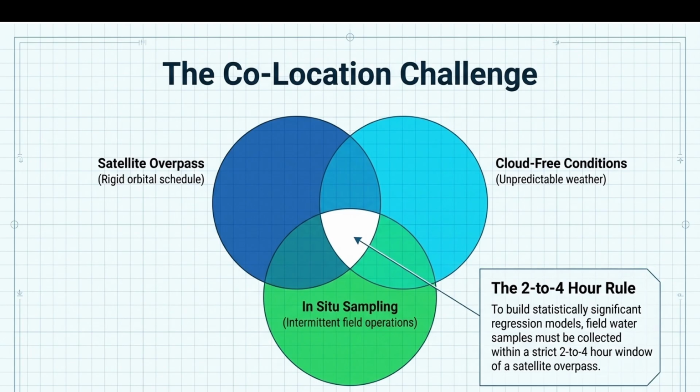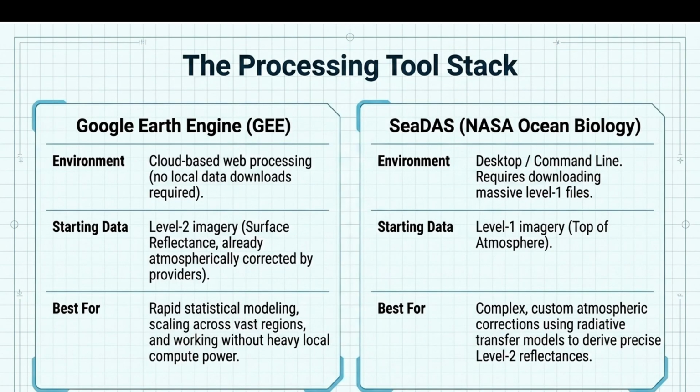And the 2 to 4 hour rule. To build a statistically significant regression model, the field water sample must be collected within a strict 2 to 4 hour window of a satellite overpass. And we use this type of tool for this, such as Google Earth Engine, and also OBPG, which is from NASA Ocean Biology. With Google Earth Engine we can process our data, as well as with this other tool.